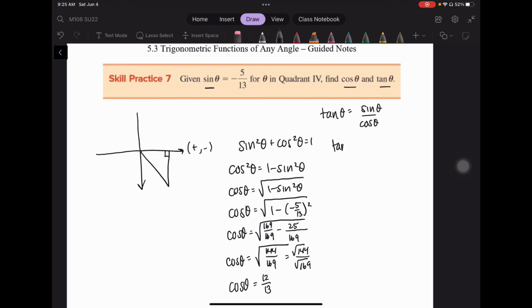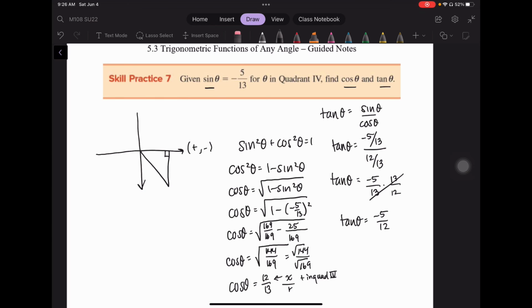So now I'm going to find the tangent using the fact that sine is negative 5/13 divided by 12/13. And just to be clear, the cosine is positive in this case because my x is positive in quadrant 4. You always want to do a sign check when you're using an identity. Simplifying using division of fraction rules means I can multiply by the reciprocal. The 13s will cancel, and the tangent of theta is equal to negative 5/12.